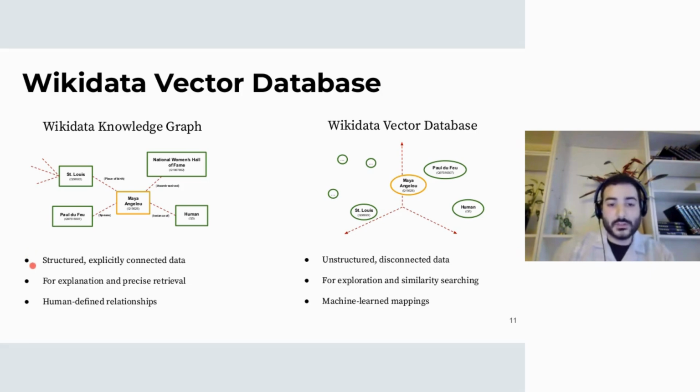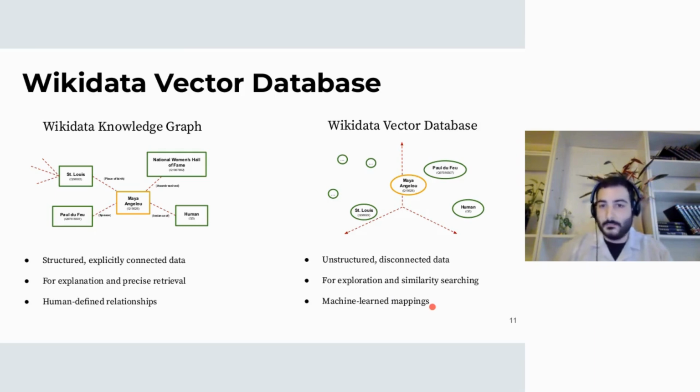Knowledge graphs are more structured. They have explicit connections between the data with the properties. However, vector databases are more unstructured and have disconnected data. Knowledge graphs are more used for explanations, for precise retrieval. However, vector databases are more used for exploration, for similarity search. Knowledge graphs have human-defined relationships between the data, and vector databases have more machine-learned mapping of the information.